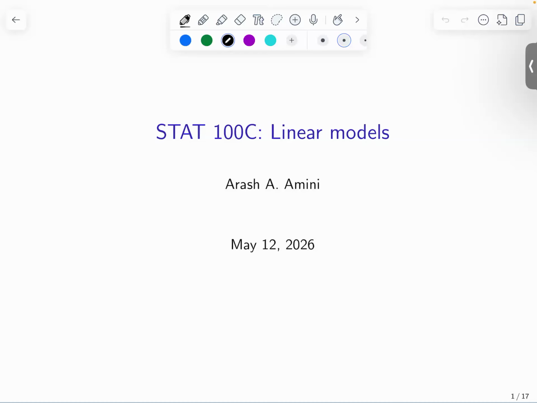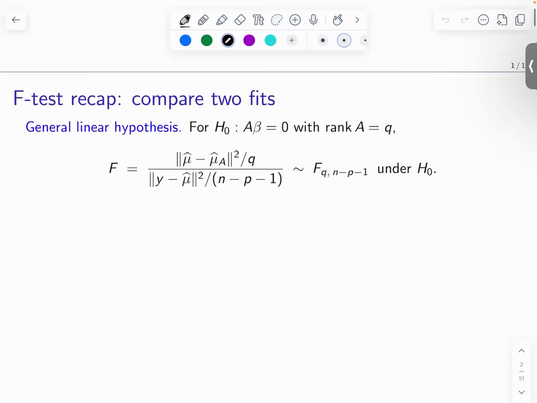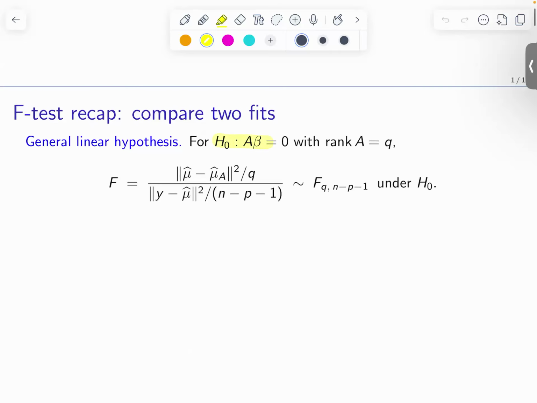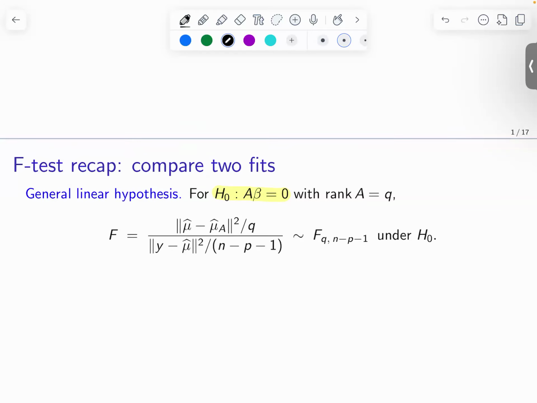Okay, so last time we tried this F-test for the general linear hypothesis. We were talking about the cases where you have constraints on beta, and then you would enforce this constraint, and you would get a new model, right? Reduced model. So you had your linear model, and then we would enforce these linear constraints on beta.